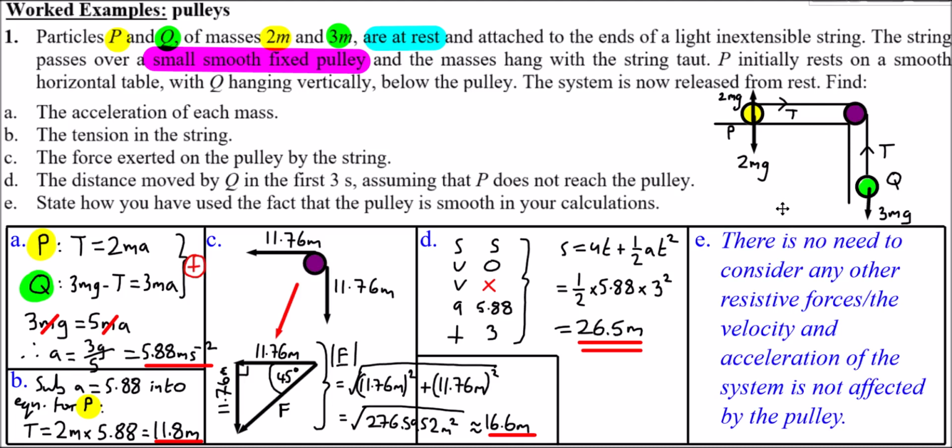So essentially, there's no need to consider any other resistive forces, or alternatively, the velocity and acceleration of the system is not affected by the pulley. So this pulley isn't going to muck things up, it's not going to get stuck in any way, so it's all good because this pulley is smooth. So talk about in at the deep end, that was quite a long worked example, but let's carry on. Let's now have a look at worked example 2.